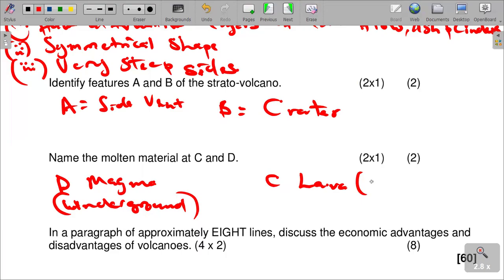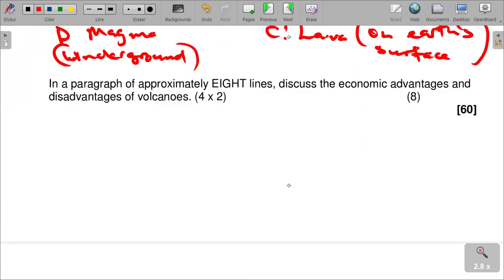After erupting on the Earth's surface, we call that what? We call it lava. And then we want to see and identify the economic advantages and disadvantages of what? Of volcanoes. What are the economic advantages and disadvantages of volcanoes?